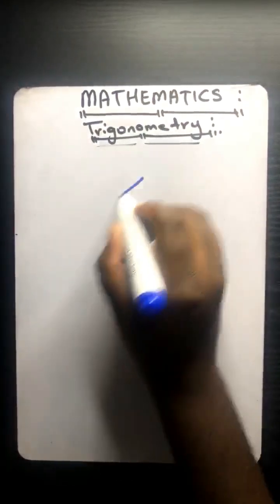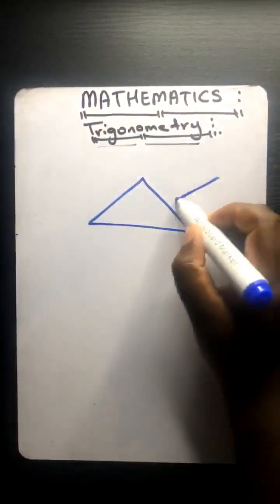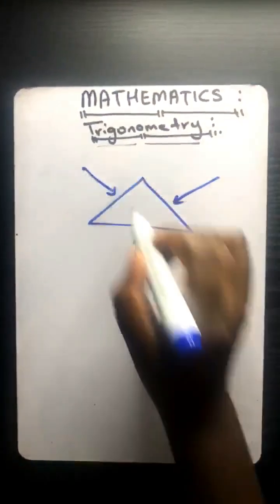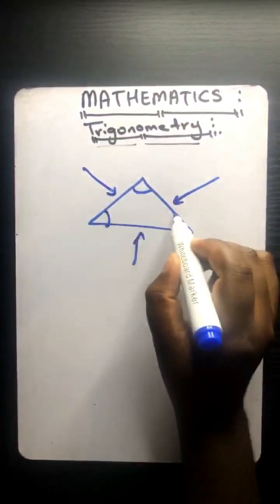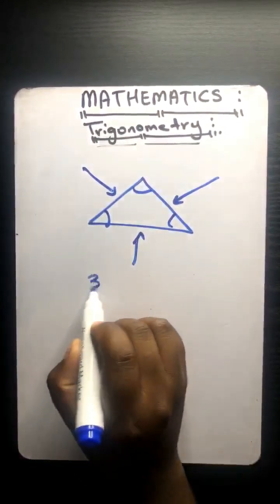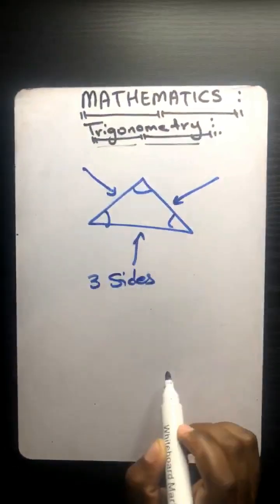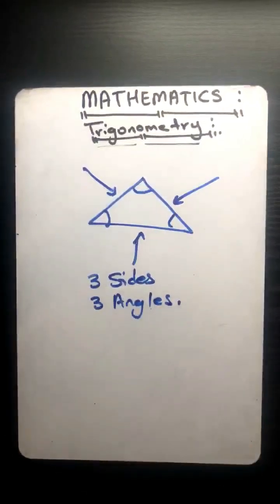What is a triangle? A triangle is just a shape having three things. What are those things? Side number 1, side number 2, side number 3. It's not only the sides that we will be looking at, it also includes three additional things: angle number 1, angle number 2, angle number 3. So under trigonometry, we are actually studying the relationship between three sides and three angles. That's all that we will be studying under trigonometry.